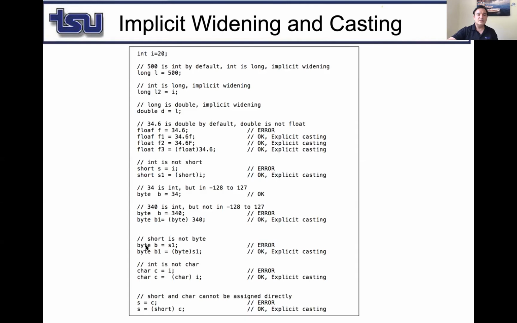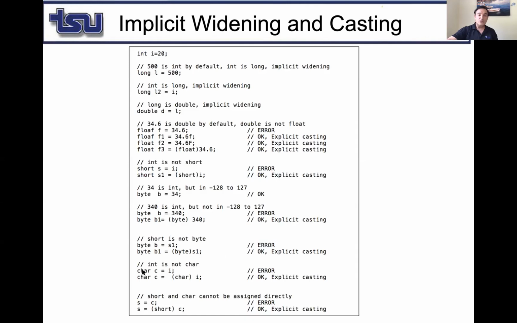How about here? Byte b1 = s1. s1 was short, right? Is short a byte? No. So that's an error. However, you can say, I'm aware s1 is a short, b1 is a byte. I cannot assign a short to a byte, but I want to take the risk. I want to do explicit casting right here. So from this point on, s1 will be considered as what? Byte, and called b1 in this case.